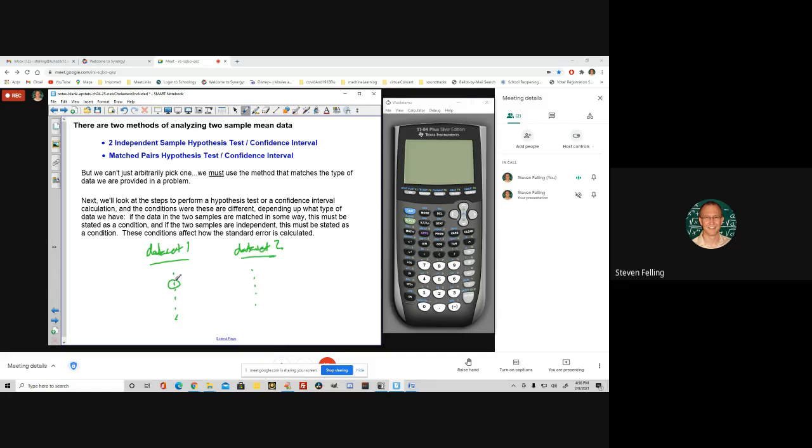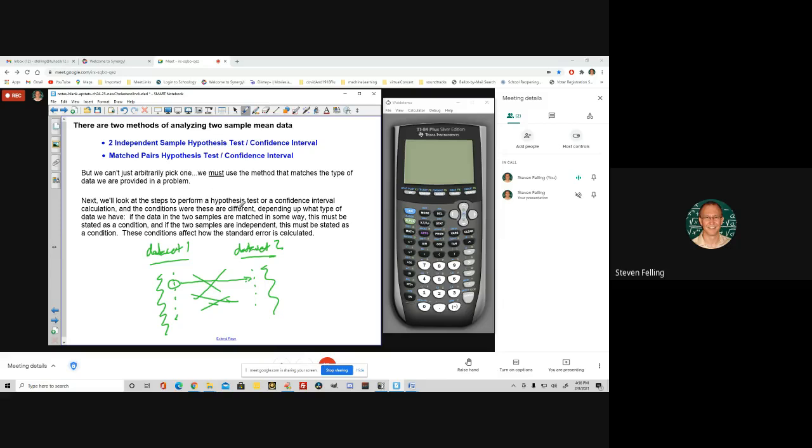If I look at this value right here, is that connected in some way to this? Is it matched in some way with the value in data set 2? If it is, then you're required to do a match pair analysis. But if this is just some subjects and that's some subjects and there's no connection between these, then they're definitely independent and you're required to do the 2 independent sample analysis.